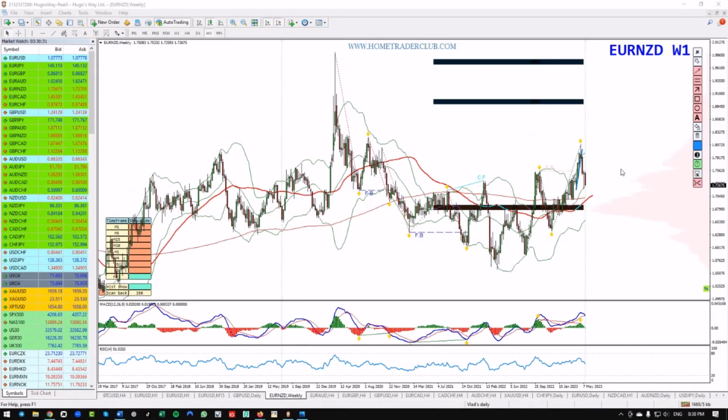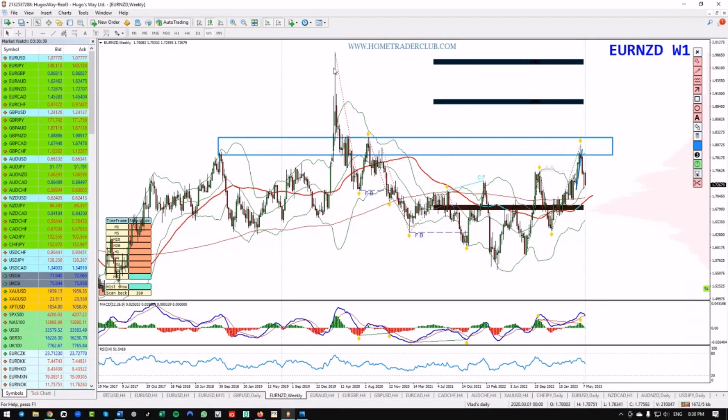If we take a look at the weekly chart, here we are. In the uptrend, we have this high. In the downtrend that happened afterwards, we have this high. Now, this becomes a key trading level. As simple as that. Besides that, the psychological level 1.8 is awaiting us there.